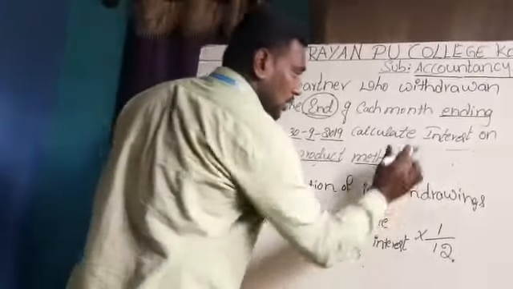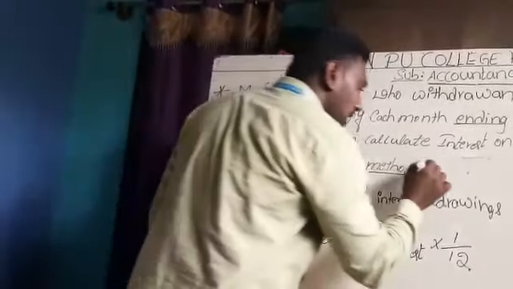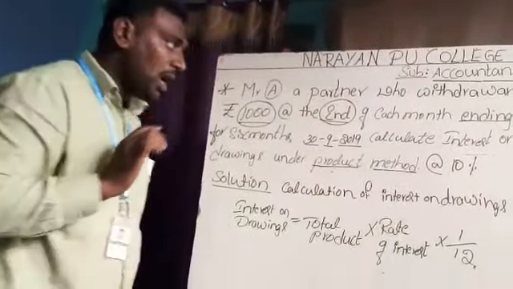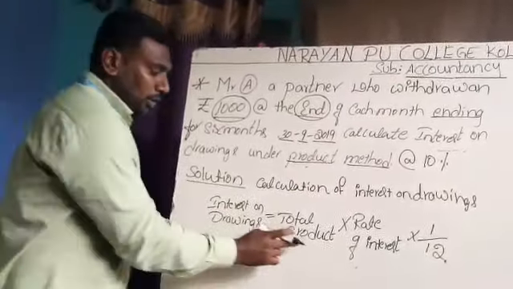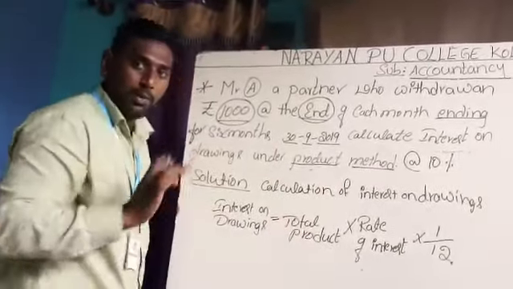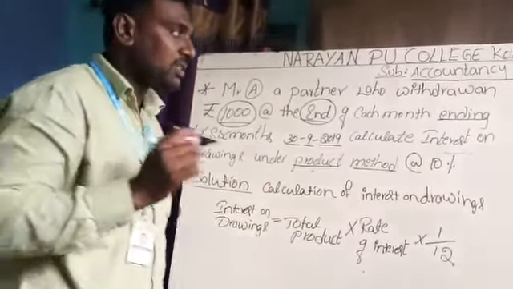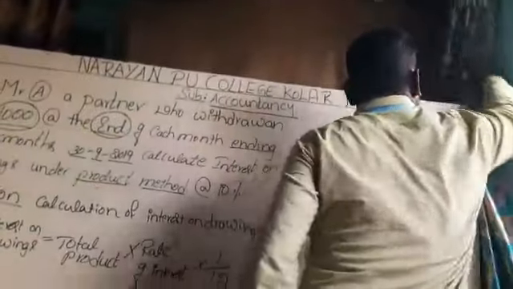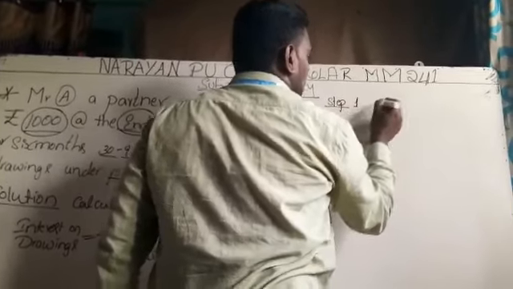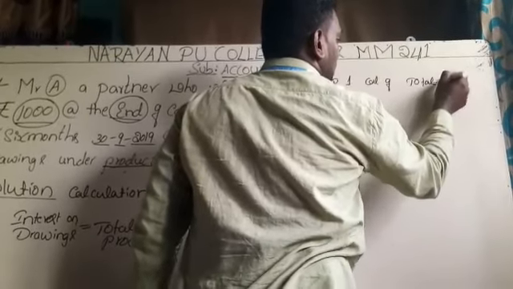The rate of interest is not given in this question. Whenever the rate of interest is not given, we have to assume the rate of interest is 10%. The total product is not given. First we have to calculate the total product in step number 1. Step 1: Calculation of total product.